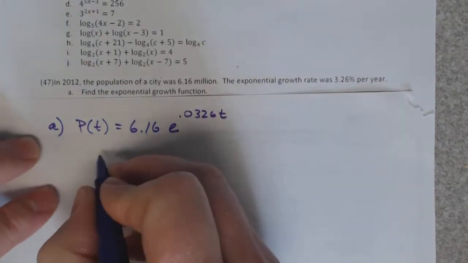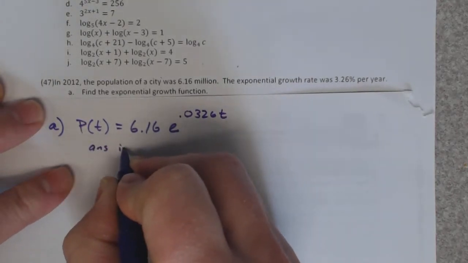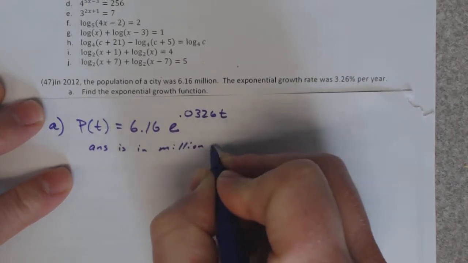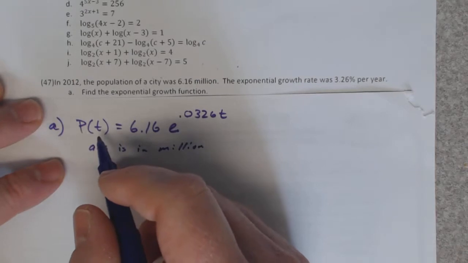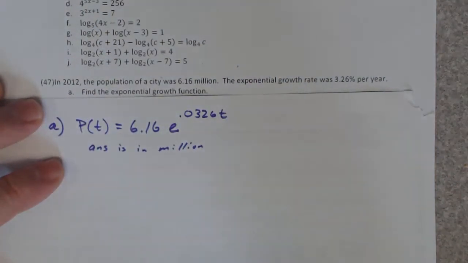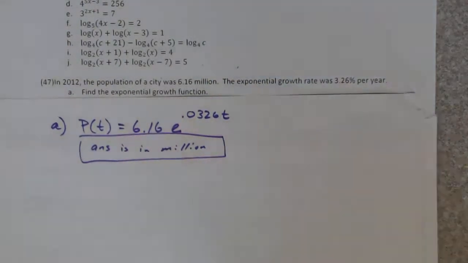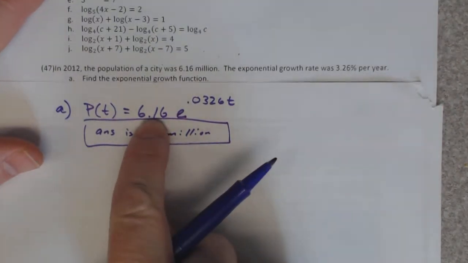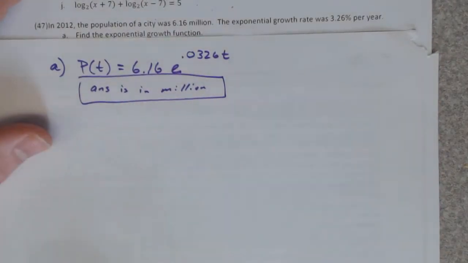Now my answers that I get out of this will be in millions. So if I plug a value in and I get, say, an answer of 7.3, that is 7.3 million people. You don't have to write that down on your answer, but I just want you to make sure you understand what you're doing here. Since this is in millions, your answer will be in millions, whatever that value is right there.